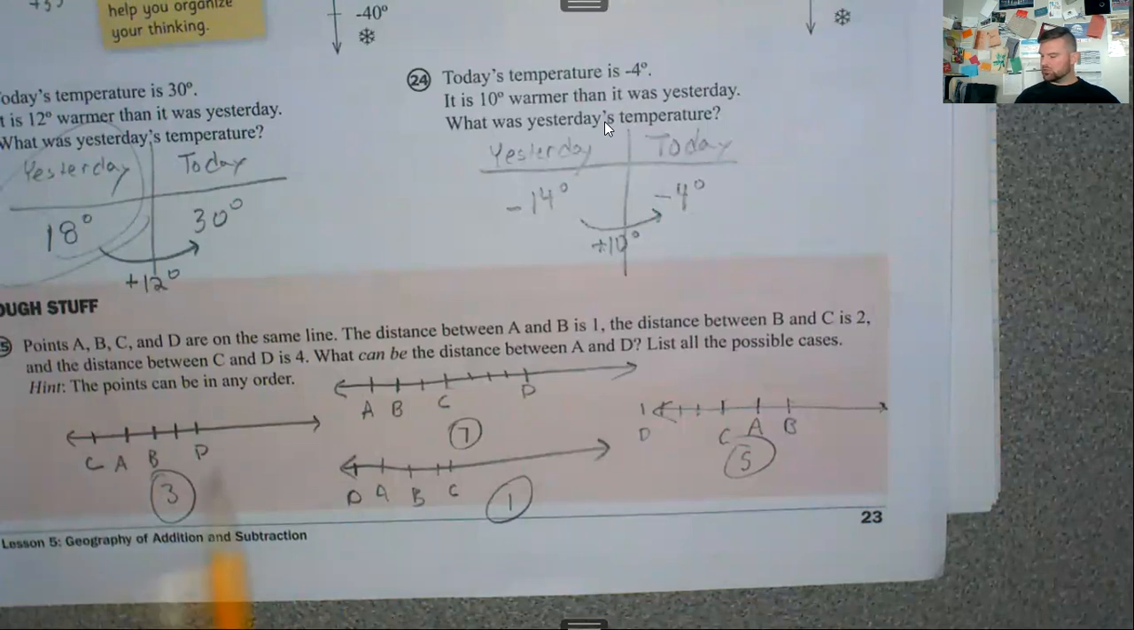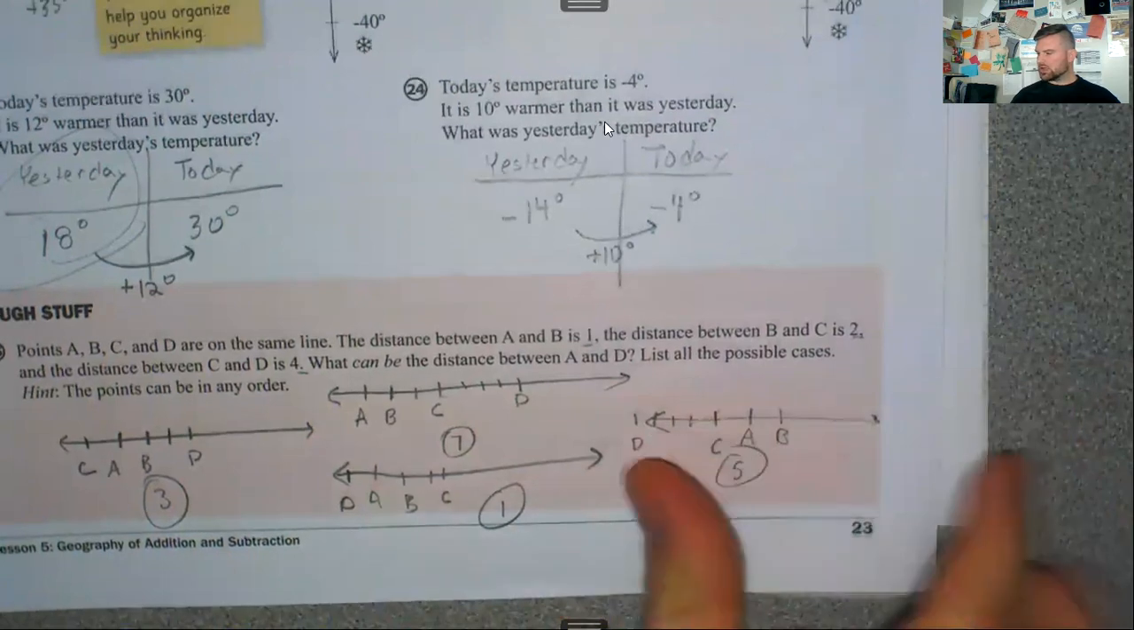Okay, so just make sure a distance, if it has a distance of 1, 2, or 4, can either be to the left or to the right. It's positive. Okay, so make sure you recognize those distances there.